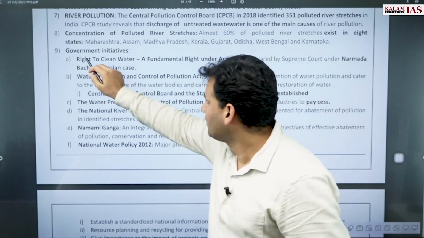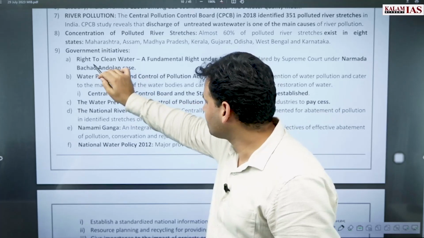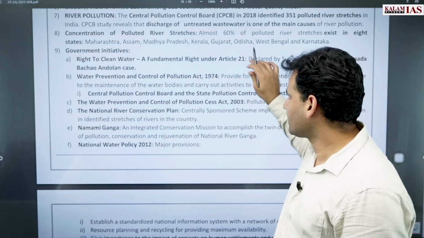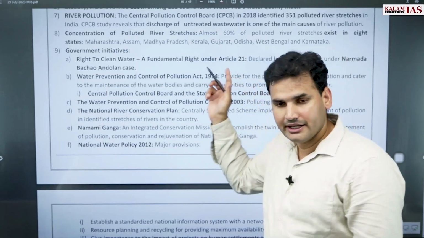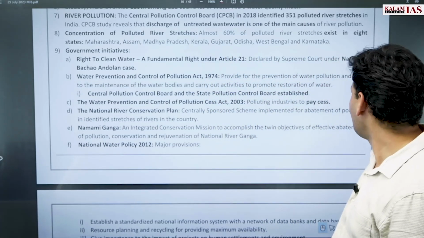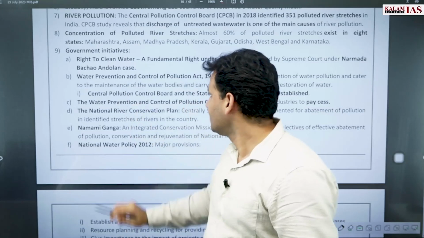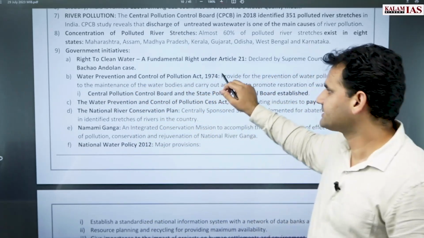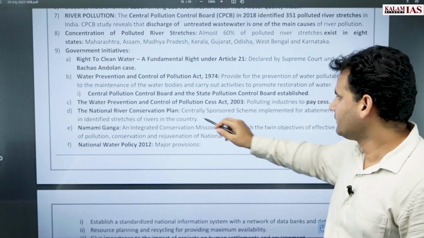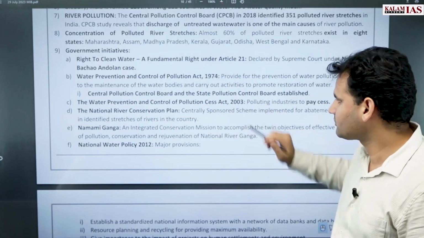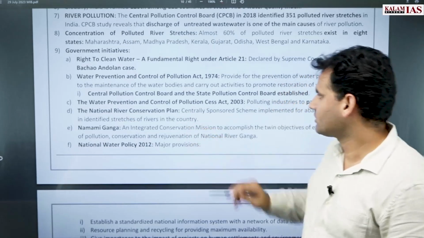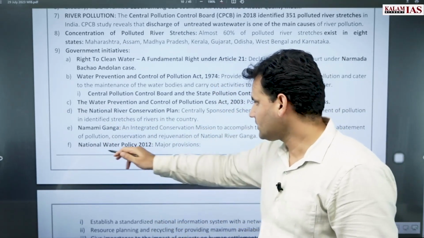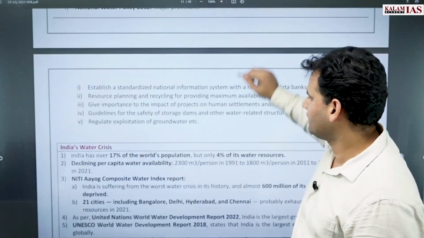So first of all, what are the government initiatives? The right to clean water is a fundamental right given as a part of Article 21, and it was declared by the Supreme Court under the Narmada Bachao Andolan case. Also, water conservation: Water Prevention and Control of Pollution Act 1974. Then we have the Pollution Cess Act 2003, National River Conservation Plan, centrally sponsored, Namami Gange, again, National Water Policy 2012.